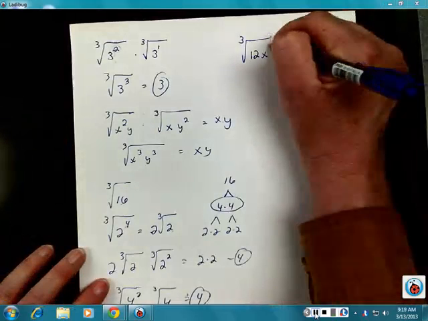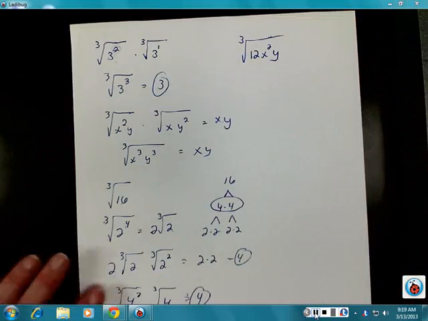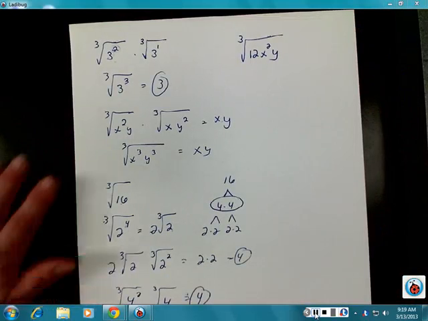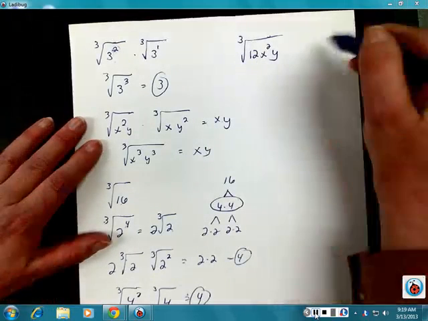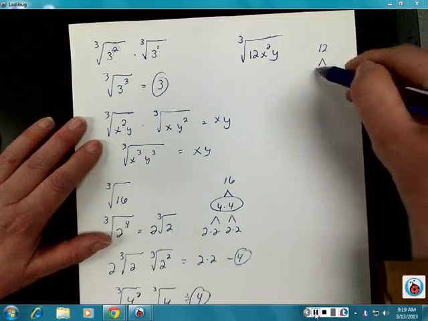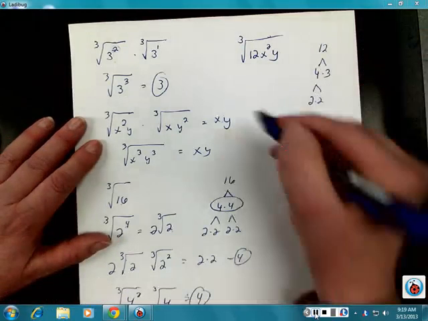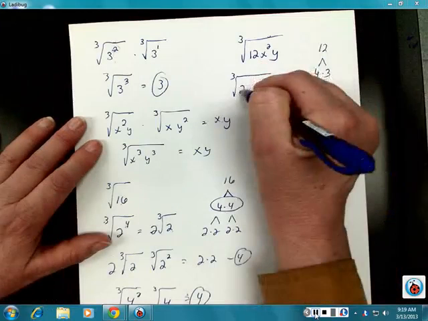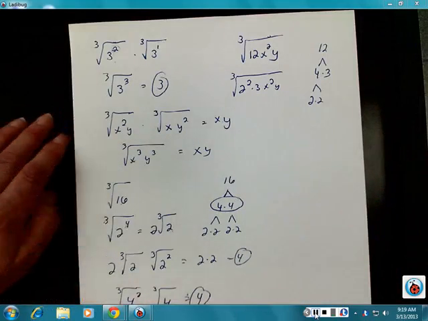12 x squared y. That was kind of a difficult one. I don't even know if they give you one quite like that in Hawks at all. But what has to happen to 12? 12 needs to become 4 times 3, and 4 becomes 2 times 2. So really underneath this I have 2 squared times 3x squared y.